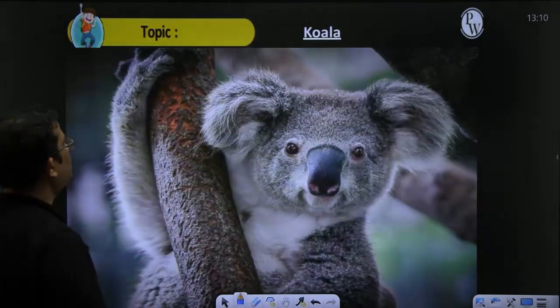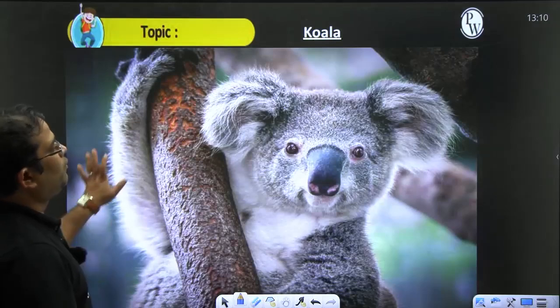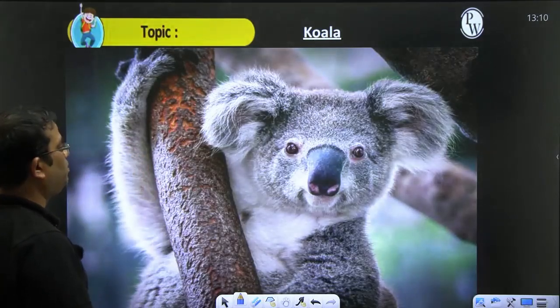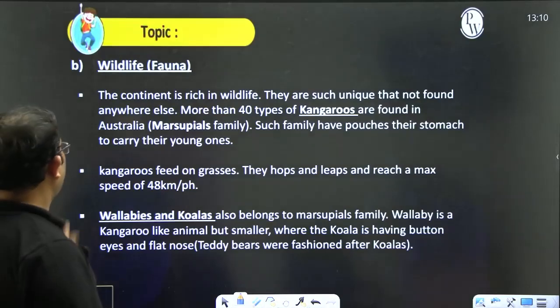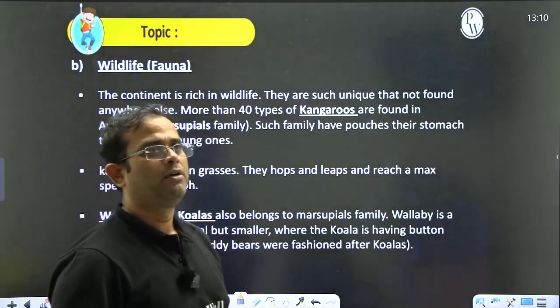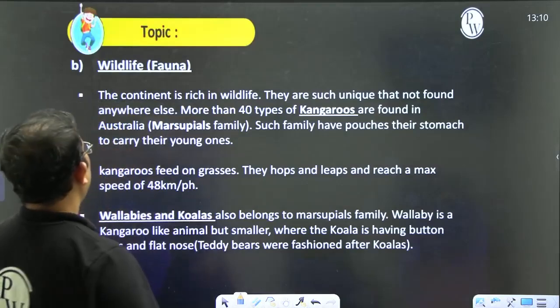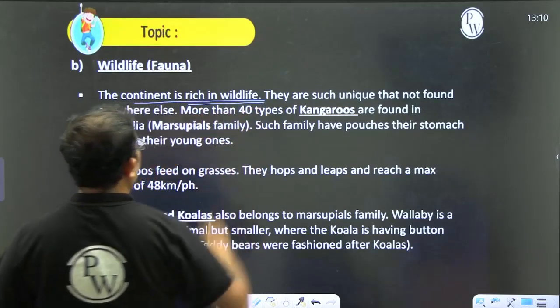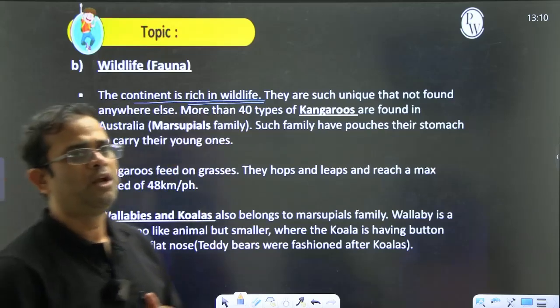Next we'll come to this one, the koala. With this, the flora of Australia is completed. Then we'll come to the fauna. Basically, this continent is very rich in wildlife.